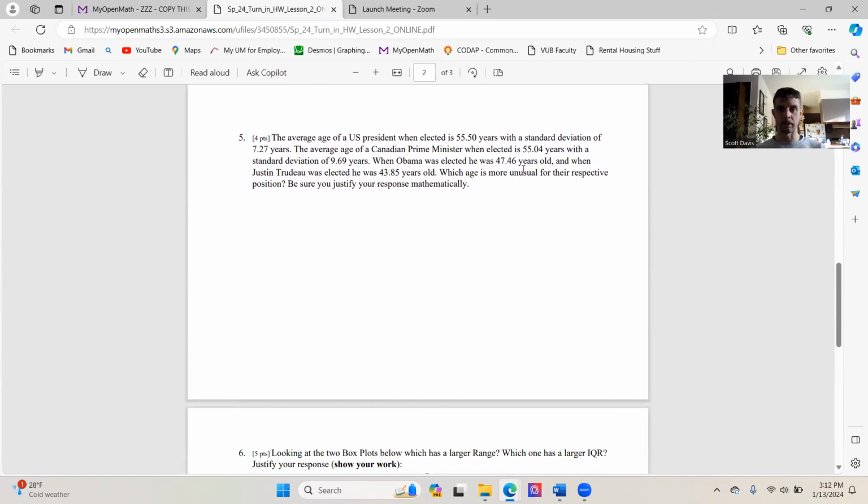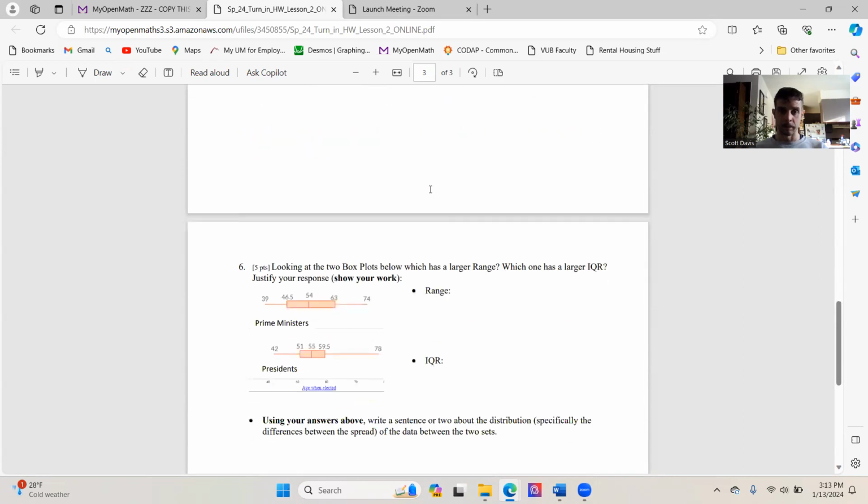Next question, being unusual. There's a specific way that we can calculate how unusual something is based on its own data set. So think about how we can see the number of standard deviations away Trudeau and Obama were when they were elected.